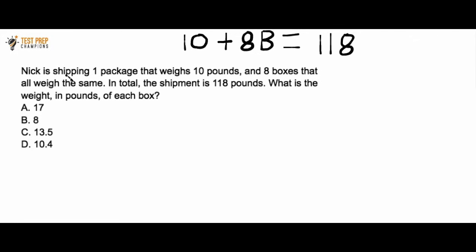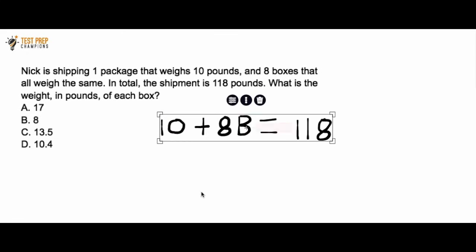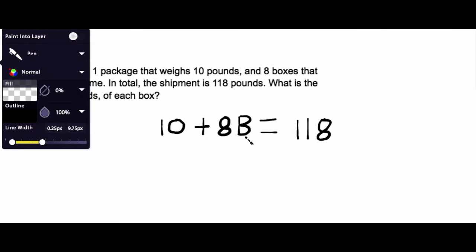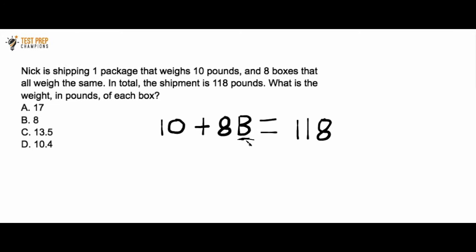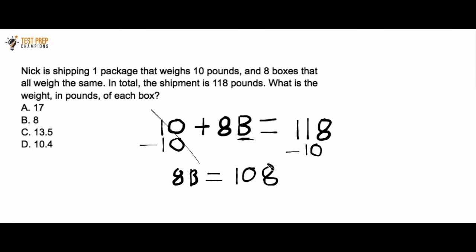So we have this equation here, and all we have to do now is solve this equation for B. When I say solve the equation for B, all I mean is we have to get B by itself on one side of the equation. So first, I would subtract 10 from both sides of the equation. 10 minus 10 is 0. 118 minus 10 is 108. So I can rewrite this now as 8B equals 108.